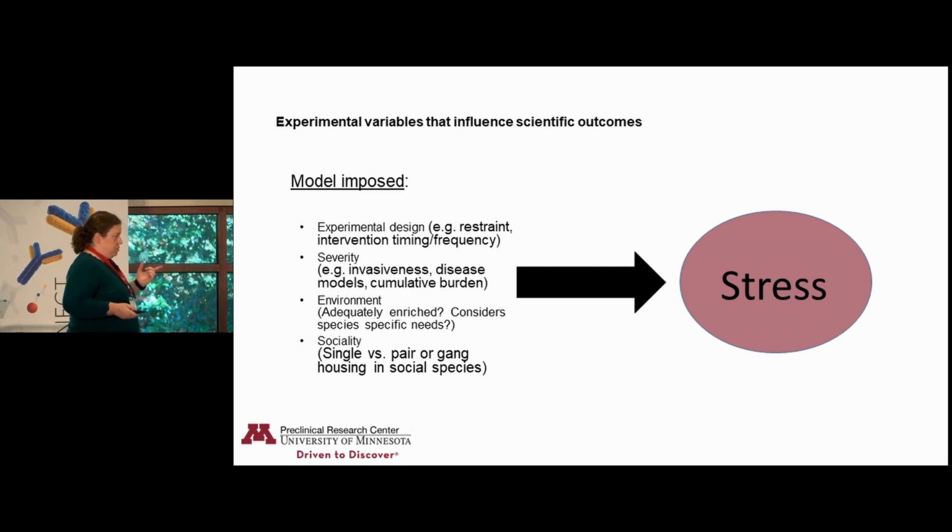Their environment, is it adequately enriched? And are there species-specific needs? Like, does the animal need to forage, or are they social? And that gets to sociality as well. Are they single-housed, pair-housed, or gang-housed for social species? All of these will affect the stress of the animal, which will have a high impact on any of the analytes that you're looking at.